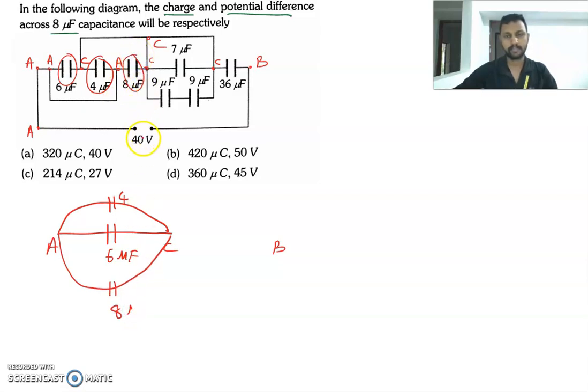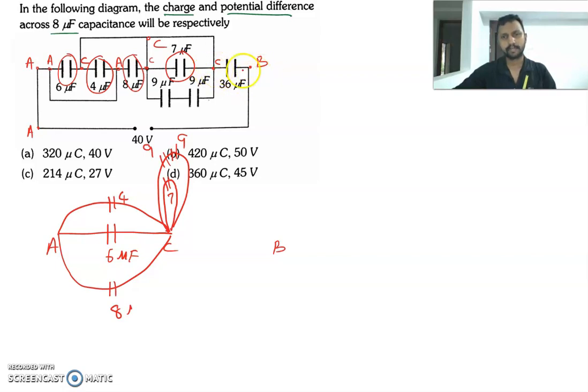Then this 7 microfarad capacitor is between C and C. If it is between C and C, we have to mark a capacitor like this, but it won't have any effect. And this 9 and 9 microfarad capacitor is also between C and C. Therefore, I will have to draw another capacitor like this. This is our 9, 9. Then this is our 7.